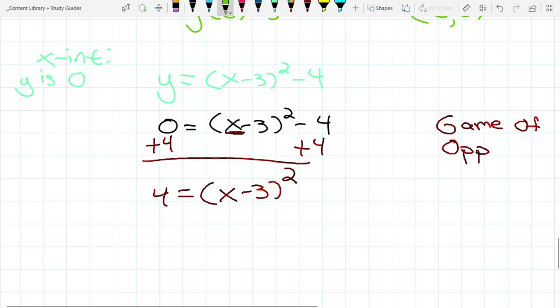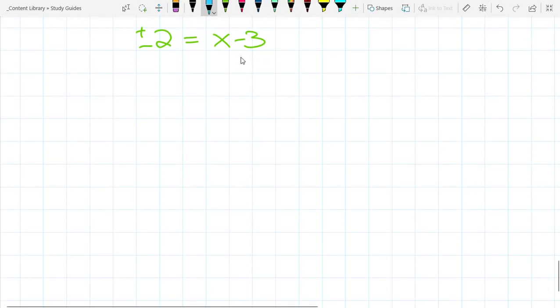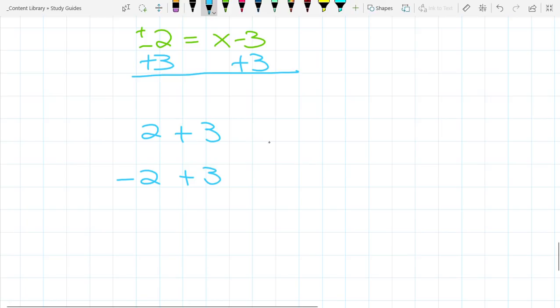Now to get rid of the squared, we're going to take the square root of each side. Now remember, this gives you a positive 2, because 2 times 2 is 4. Also a negative 2, because negative 2 times negative 2 is 4. So plus or minus 2 is equal to x minus 3. Now we have to get rid of that minus 3, so we add 3. But remember, you're adding it to two numbers: positive 2 plus 3, and negative 2 plus 3. So you get an answer of 5 and 1. So those are your x-intercepts, (5, 0) and (1, 0).